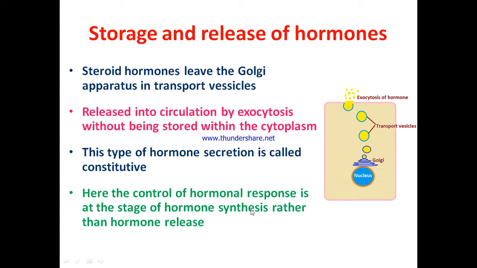So there are two types of storage and release of hormones. One, the hormone is synthesized and stored in vesicles and they will be released when they are needed. In the second, the hormone is produced at the time of necessity and immediately transported to the cell membrane and released to the circulation or the interstitial fluid.